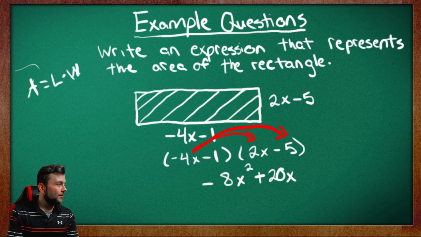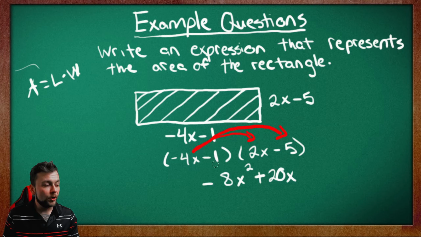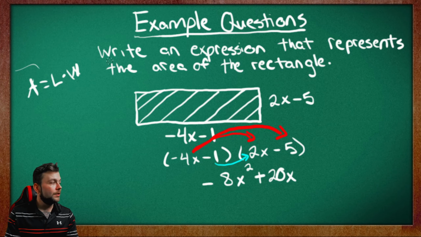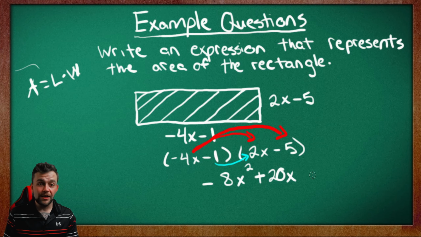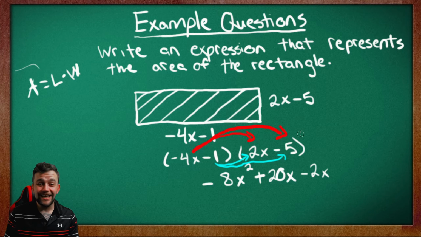And then we work our inside terms, the I in FOIL. So negative 1 times 2x is a negative 2x. And we work our last terms, negative 1 times the negative 5. What is a negative 1 times a negative 5? That is a positive 5.